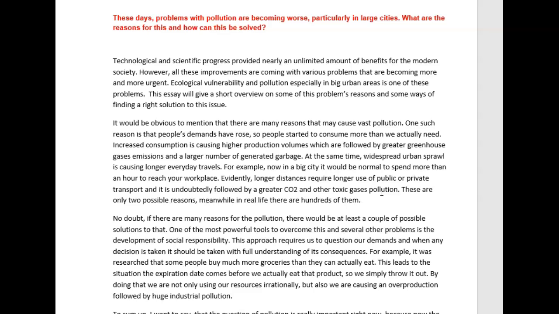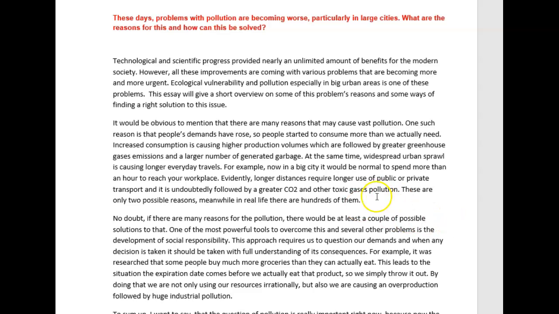These are only two possible reasons. Meanwhile, in real life, there are hundreds of them. Okay, I understand that, although I don't advise writing this here because the examiner might say, okay, well, if you're not going to talk about them, then why mention them? Okay? We pretty much really just want to talk about the things that we're going to talk about and not mention that there could be thousands of reasons.